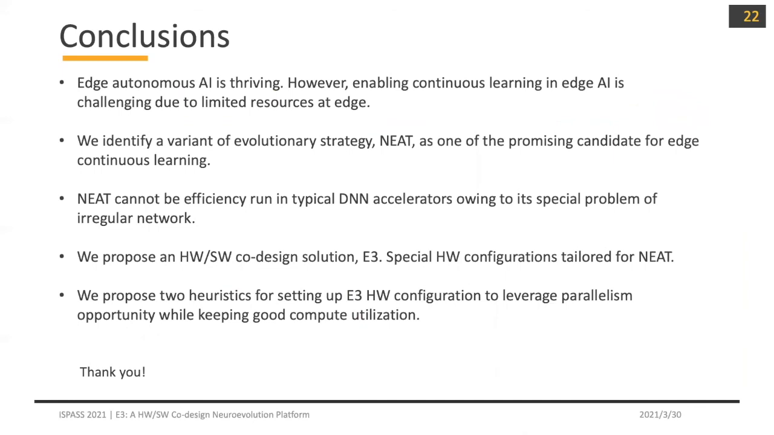Conclusion. Edge autonomous AI is thriving. However, enabling continuous learning edge AI is challenging due to limited resources at the edge. And we identified a variant of evolution strategy called NEAT as one of the promising candidates for edge continuous learning. NEAT cannot be efficiently run on a typical DNN accelerator owing to its special problem of irregular networks. To this end, we propose a hardware-software co-design solution, E3. Specialized hardware configurations are tailored for NEAT. We propose two heuristics for setting up the E3 hardware configuration to leverage parallelism opportunity while keeping a good compute utilization rate.